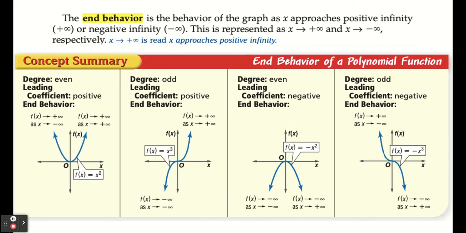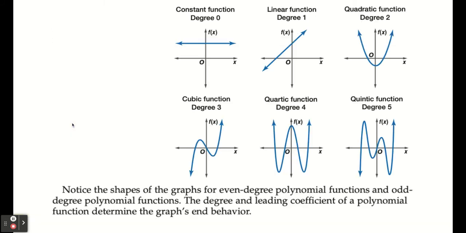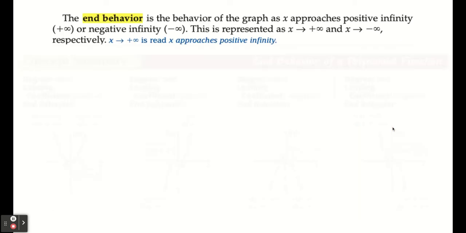So here is how we determine end behavior of a polynomial. If the degree is even, you notice that the ends of the polynomial head in the same direction. And when it's odd, they head in opposite directions on each end, right? So evens head in the same direction, odds head in opposite directions of each other.